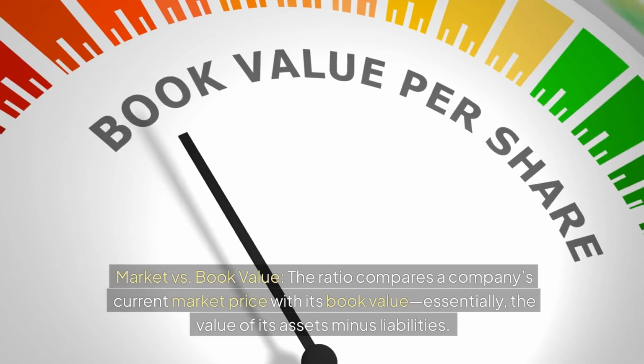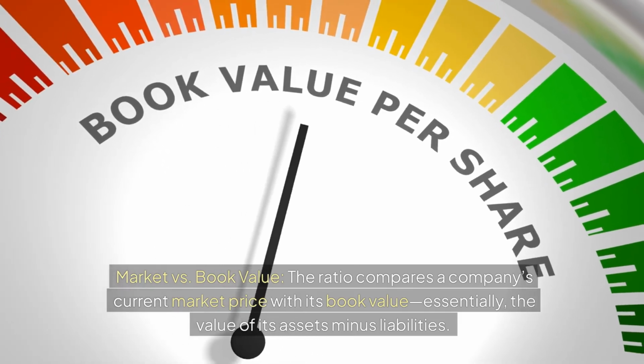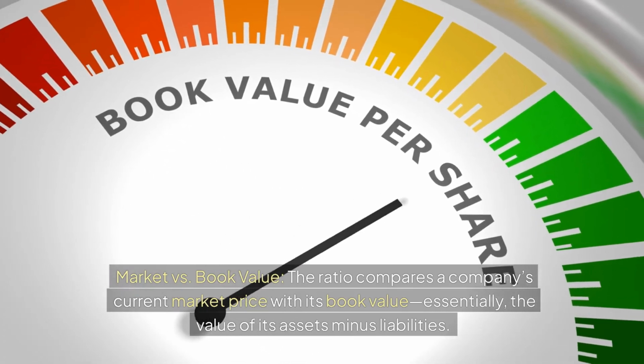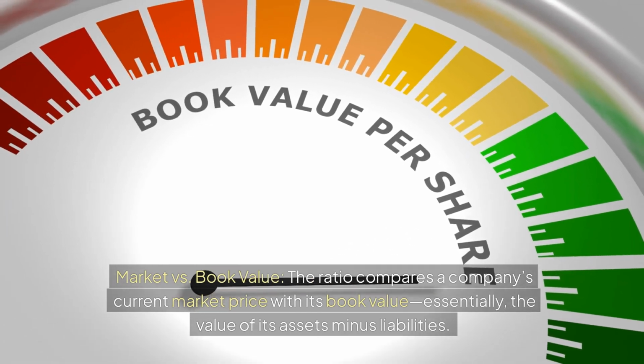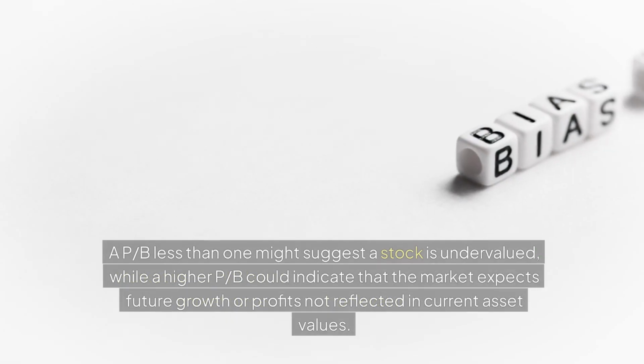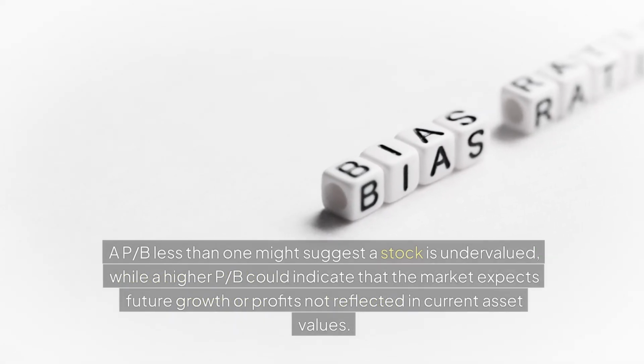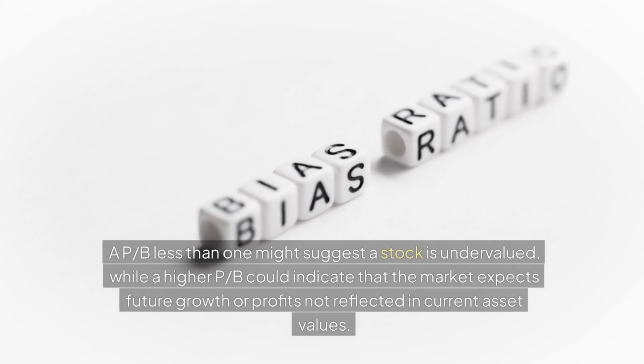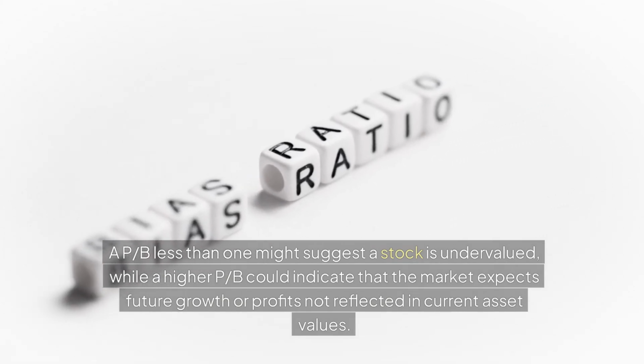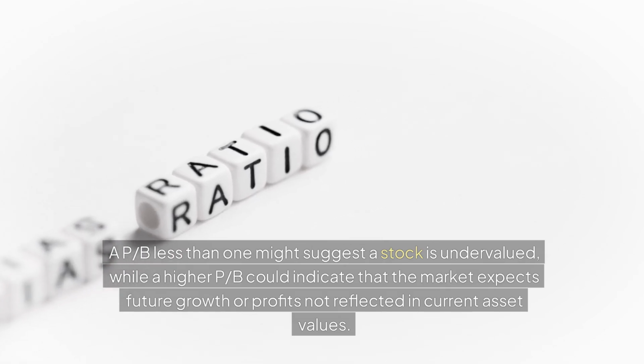Market versus book value. The ratio compares a company's current market price with its book value, essentially, the value of its assets minus liabilities. A P/B less than 1 might suggest a stock is undervalued, while a higher P/B could indicate that the market expects future growth or profits not reflected in current asset values.